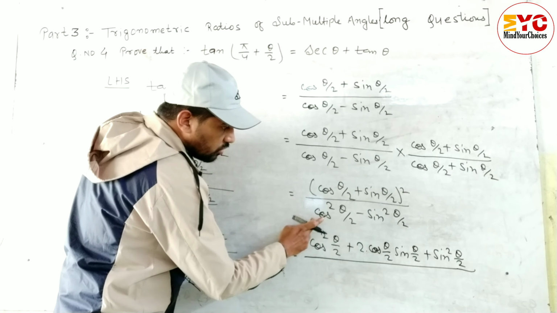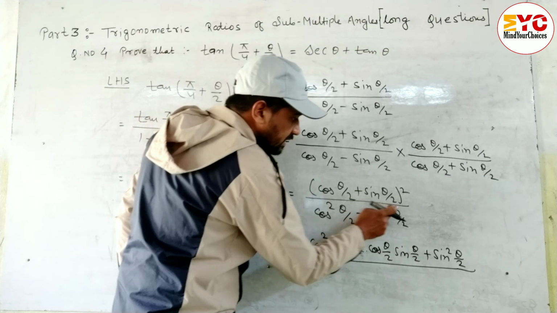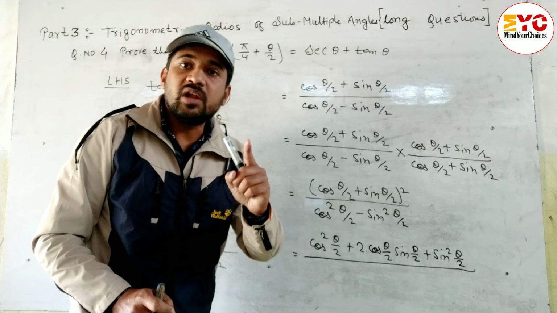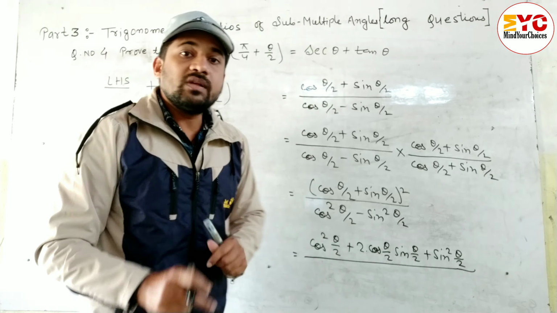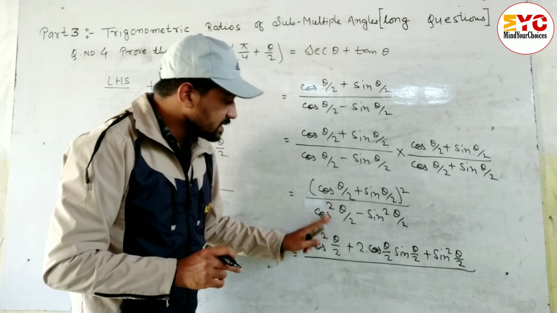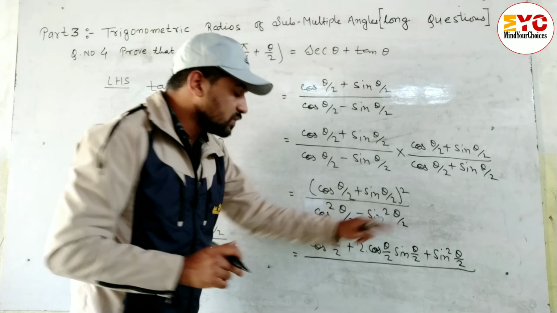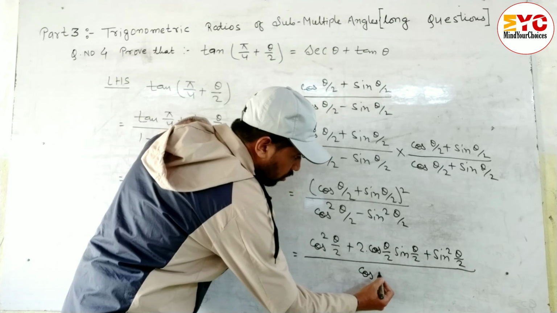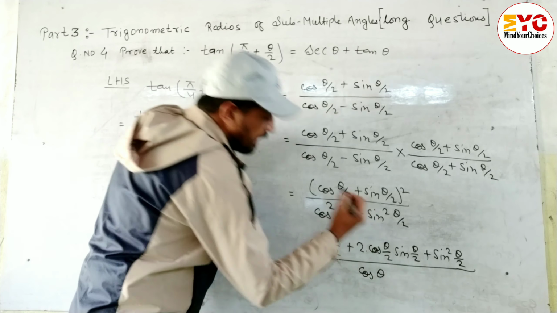Now you can see cos square theta by 2 minus sin square theta by 2. This is the formula of cos A. Cos A formula we have, which I already provided you. Cos A formula is cos square theta by 2 minus sin square theta by 2. So we can write here cos theta.